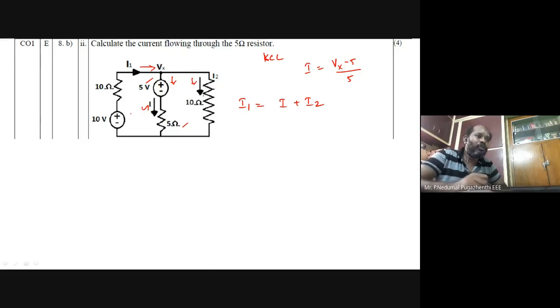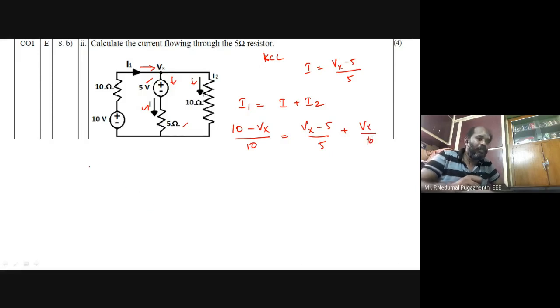I1 is equal to, the direction says that it starts from 10 volt. So 10 minus Vx divided by 10. Thus this branch current, I1. Okay, the current is from 10 to Vx. So it is going to be 10 minus Vx divided by 10, which is equal to, I know what is I, Vx minus 5 divided by 5. And what is this one? This is going to be plus Vx divided by 10.